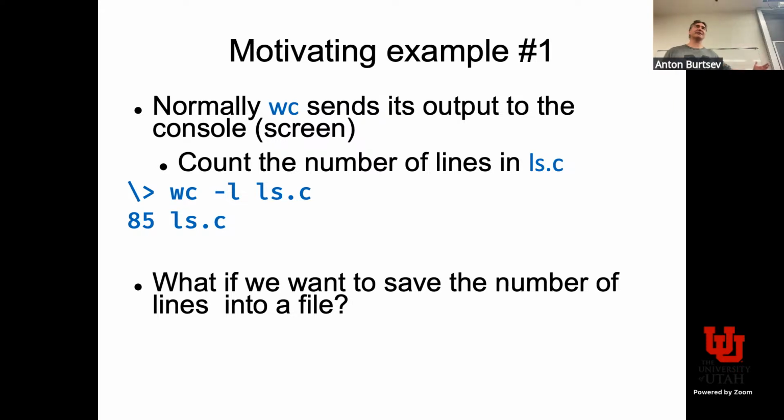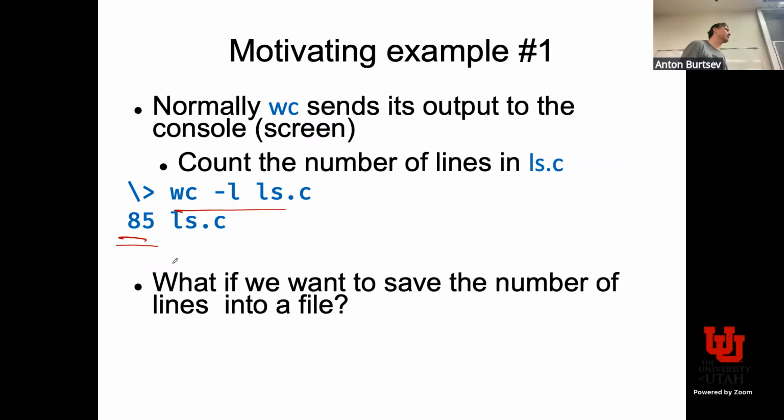You remember my cat example. Cat just simply reads from 0, writes to 1. Okay, sure, that's how cat is written. And they said, okay, that's a powerful mechanism. If you want to count the number of lines in ls.c, that's your command, right? And it outputs on a console.